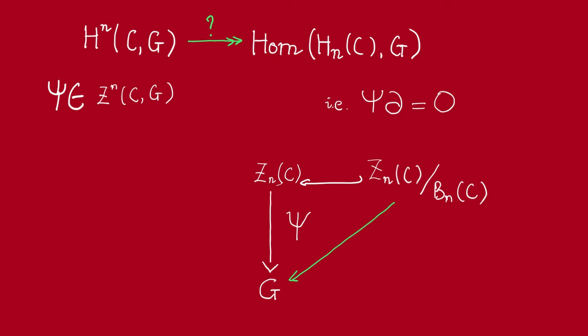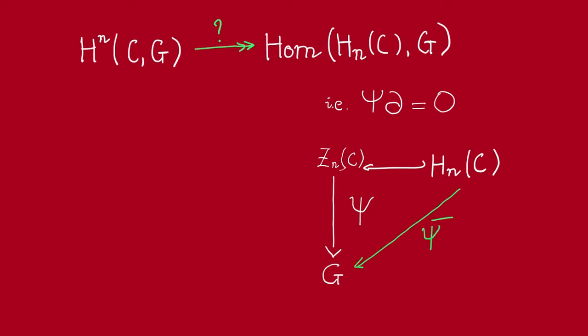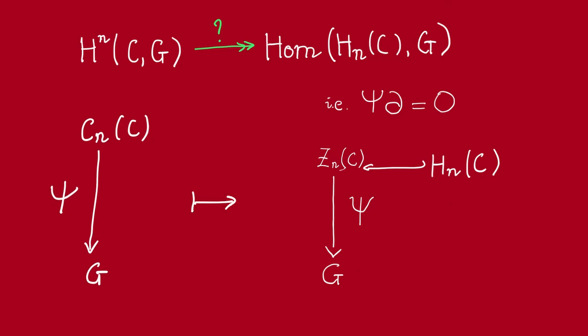In particular, if we restrict psi to the n cycles, then the map factors through the quotient of the n cycles by the n boundaries. And that is just the nth homology group of C. Thus, we can define this homomorphism by sending every psi to this induced map psi bar from the nth homology group to G. Thus, every n cocycle can be viewed as an element of the dual group of the nth homology group.